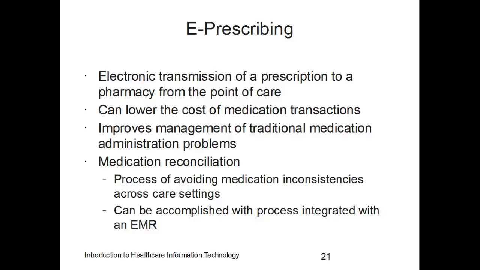So what this basically means is having the most accurate and up-to-date list of whatever medications that patient is taking, especially if a patient sees multiple doctors at multiple facilities. They may forget what kind of drug they're taking, or what the dosage is, or how often they take it. So if this is done electronically, there's always a record of what drug was ordered, what the dosage is, what the frequency is. And this can be accomplished with a process integrated with an EMR, electronic medical record.